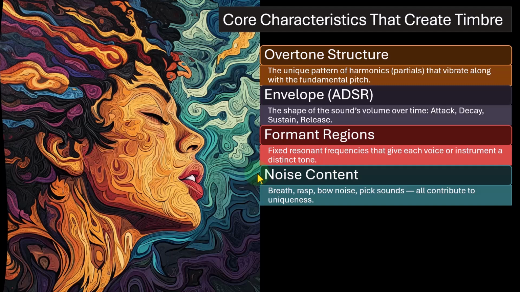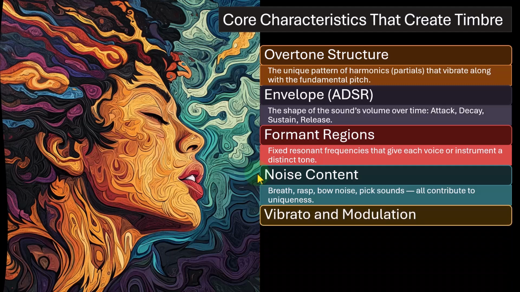Noise content: breath, rasp, bow noise, pick sounds all contribute to uniqueness. So when we're singing, the way that our breath is coming out is going to have a component. The bow noise, so clearly when you're looking at different instruments, that's why they're different in part if they're in an orchestra, because now you have all these different colors that you can put together, because of the way their instrument was created or how it's being attacked or approached, by picking, by wind, by a bow, and so on and so forth.